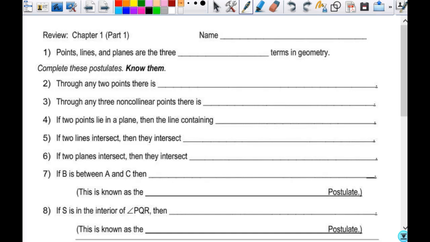Okay, here's part 1 to the test review. I'm going to do this in 2 separate videos, so I'll do part 1 and part 2. So points, lines, and planes are the 3 undefined terms in geometry.